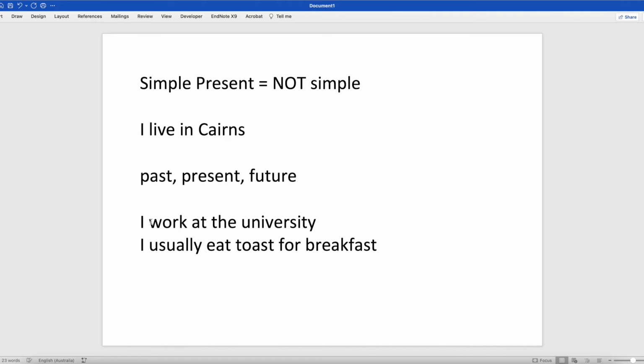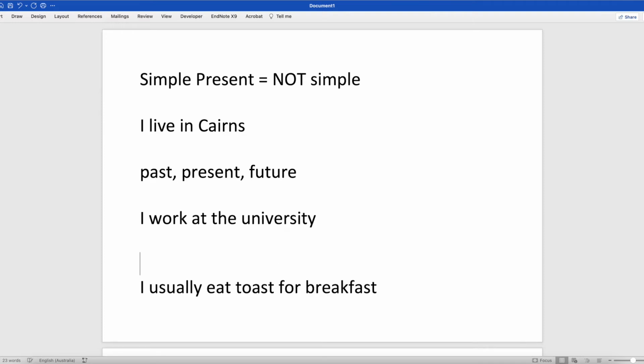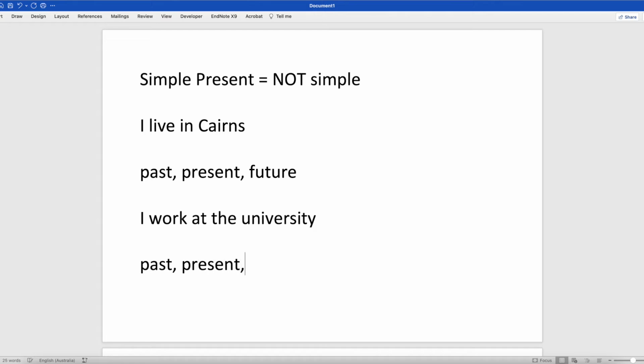Just the same when we're talking about work and jobs. If someone says, I work at the university, again, it means that I worked there in the past, and I work there at the moment, and as long as there's a job for me, I'm going to continue working there in the immediate future. So it's really not simple. It encompasses all of that time in just the so-called simple present tense.